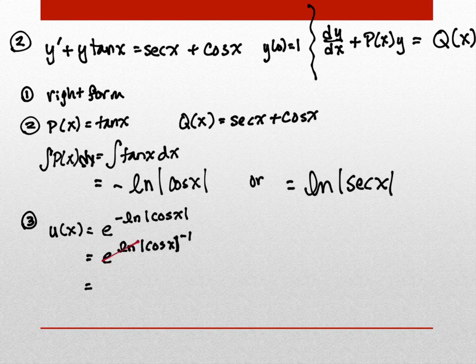So these cancel. This leaves me with 1 over cosine of x, which is secant of x. Okay, everybody good? Okay, all well? I think we're ready for step 4 then. I don't have a very nice slide left because I deleted that one.